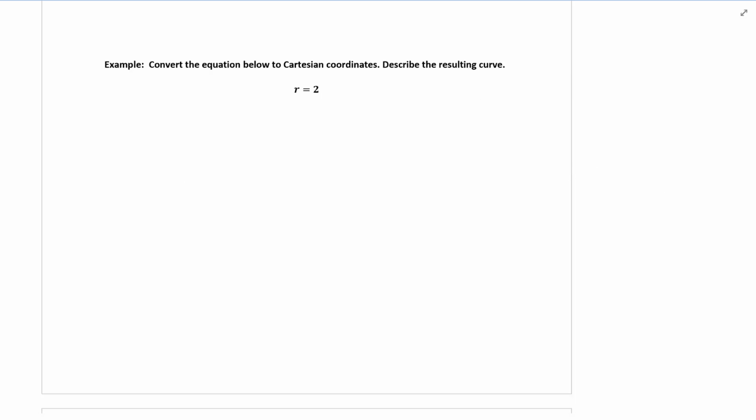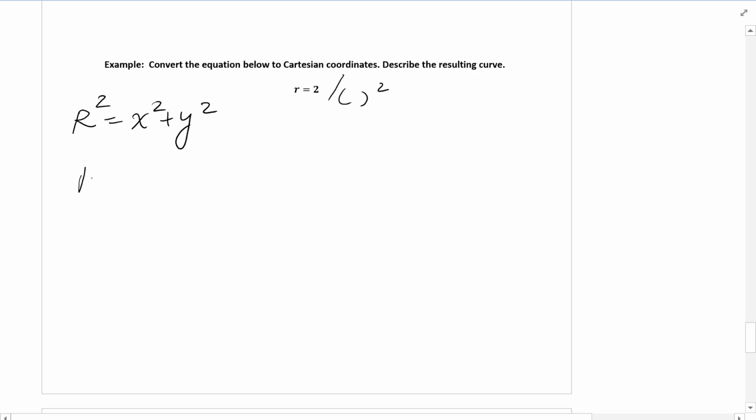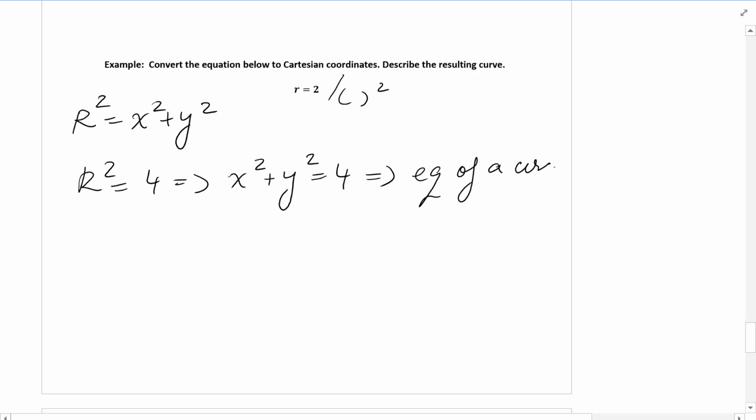And let's try one more problem. Convert the equation below to Cartesian coordinates and describe the resulting curve. We know that r squared equals x squared plus y squared. So if we square this, we get r squared equals 4, which means x squared plus y squared equals 4. So the resulting curve is the equation of a circle centered at the origin with radius 2.